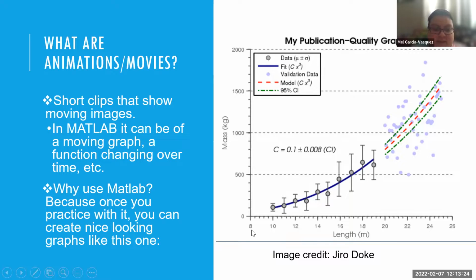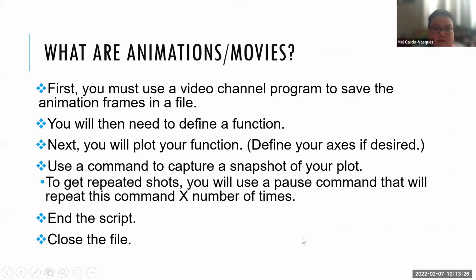So, how do you get animations in MATLAB? First, you must use a video channel program to save the animation frames in a file. You will then need to define a function. Next, you plot your function and you can define your axes if desired. Use a command to capture a snapshot of your plot. And to get repeated shots, you will use a pause command.